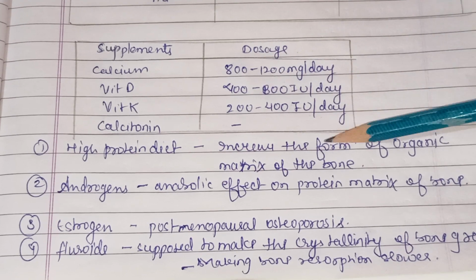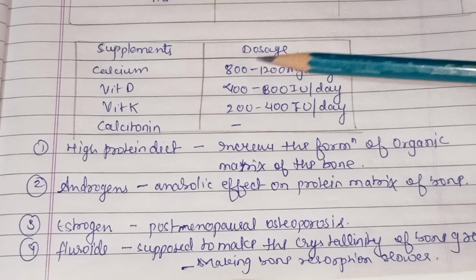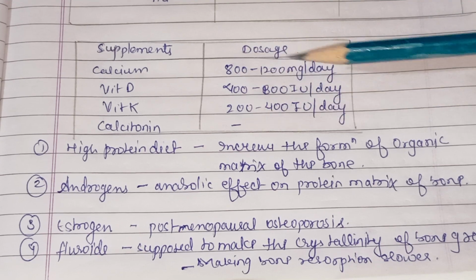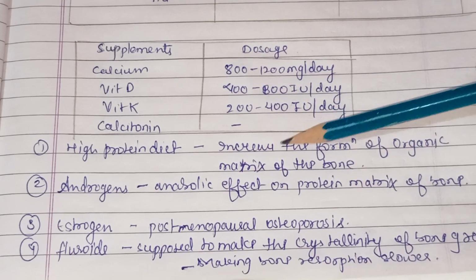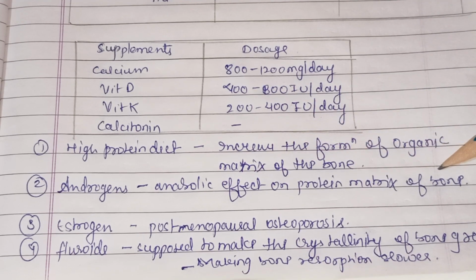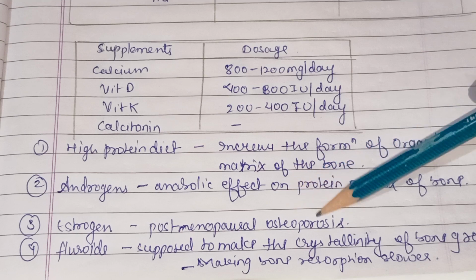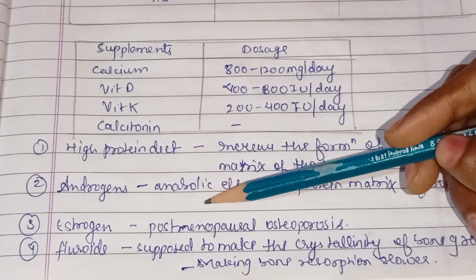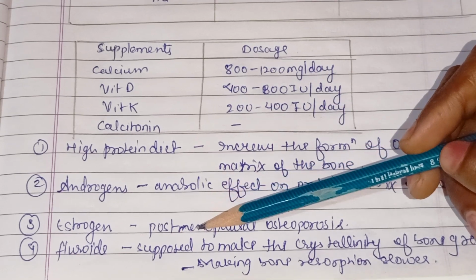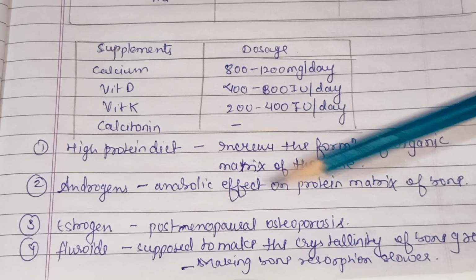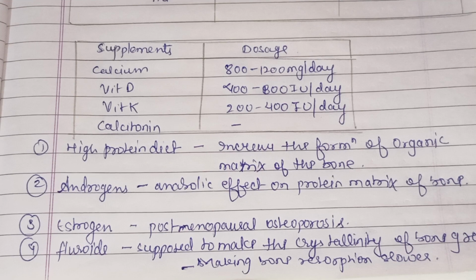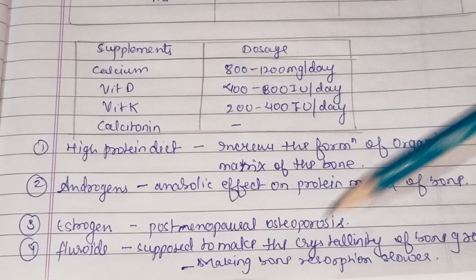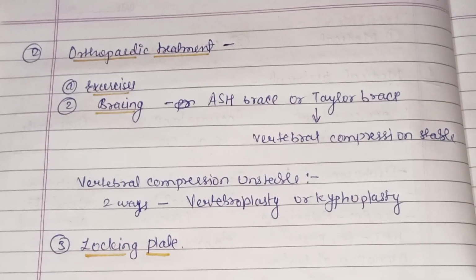We can also care about the patient's protein diet. A high protein diet increases the formation of the organic matrix of the bone. Androgens have an anabolic effect on the protein matrix of the bone, and estrogen is used for postmenopausal osteoporosis. Fluoride is still under study, but is supposed to make the bone crystals greater, making bone resorption slow.